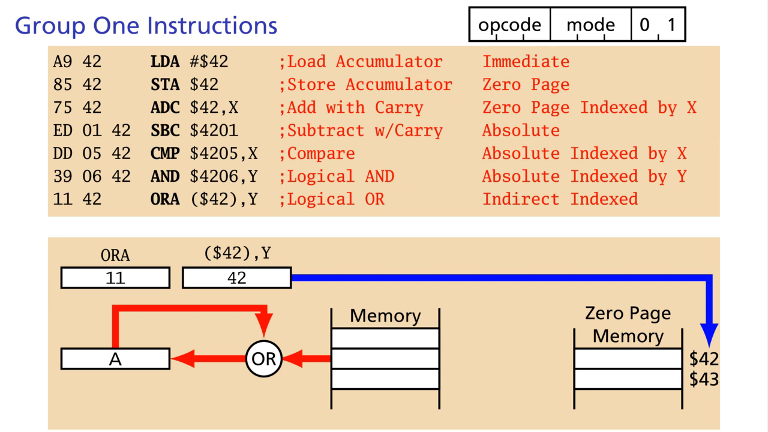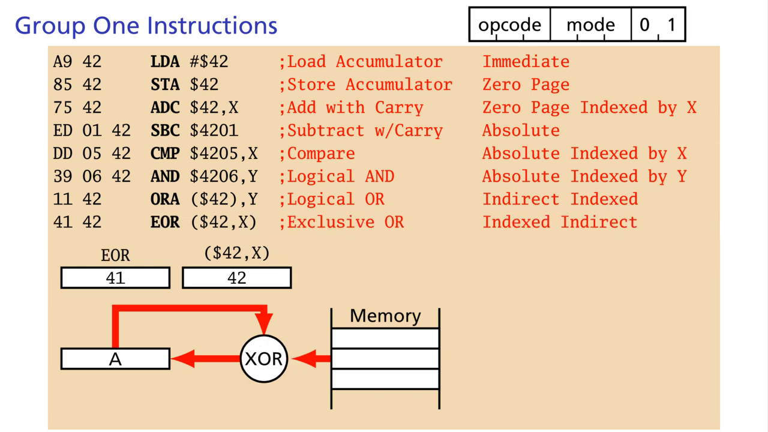After loading the 2 bytes in zero-page, addressed by the byte following the instruction, the 6502 adds the contents of the Y register to compute the final address of the operand, such as the byte being ORed into the accumulator. EOR is exclusive OR, another bitwise logical operator like AND and ORA. This example is using the uncommonly used indexed indirect addressing mode.